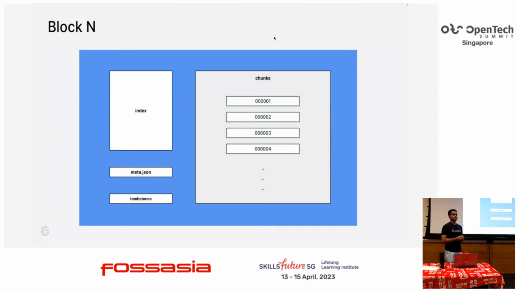So we store all the chunks together in a bunch of files, all the compressed samples. Chunks are compressed units of samples. So let's look at all of them one by one, starting with the meta file.